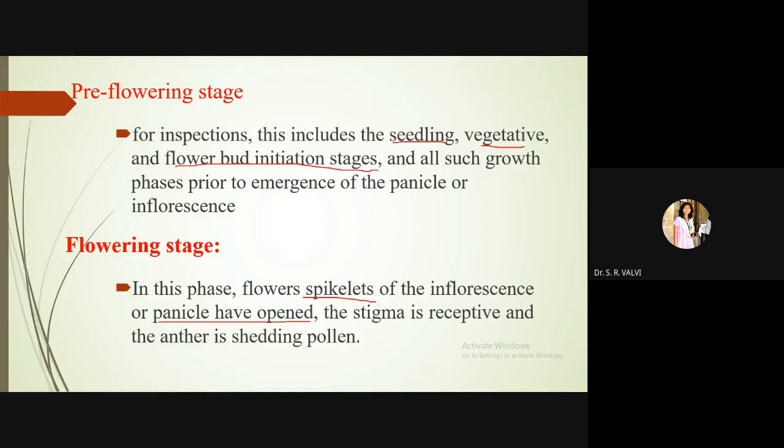And again, in the flowering stage you have to note down whether the stigma is receptive or non-receptive, and whether the anther is shedding its pollen or not. So these three things: when it is open, whether the stigma is receptive or not, and when the anther is going to shed its pollen. All these characteristics are noted down while inspecting these cross-pollinated crops.